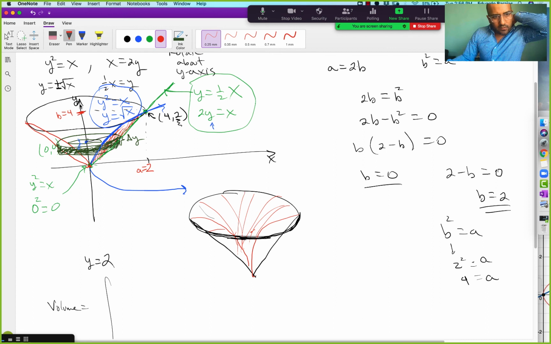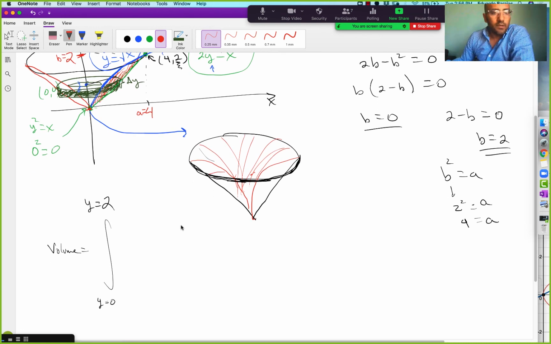Wait, did I skip these? It's the other way around, isn't it? A was 4, and B is 2. There. So y is going to be integrated from y equals 0 to y equals 2. Good. Okay, with the washer method, I want the pi. Oops, I don't want that. I want pi of outside radius squared dy, minus pi, and then inside radius squared dy.